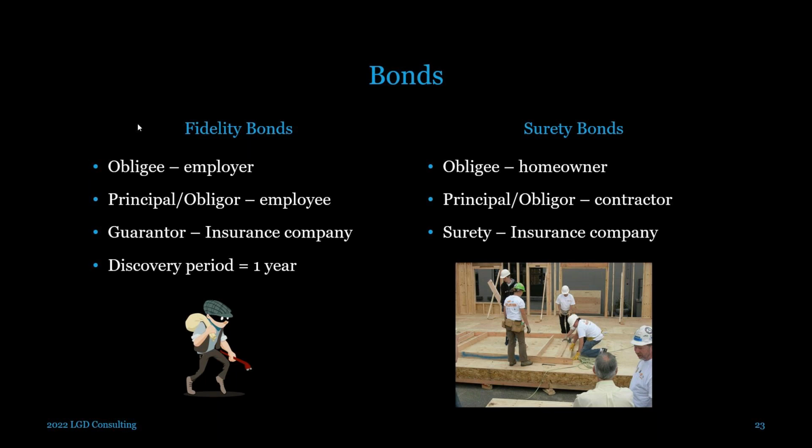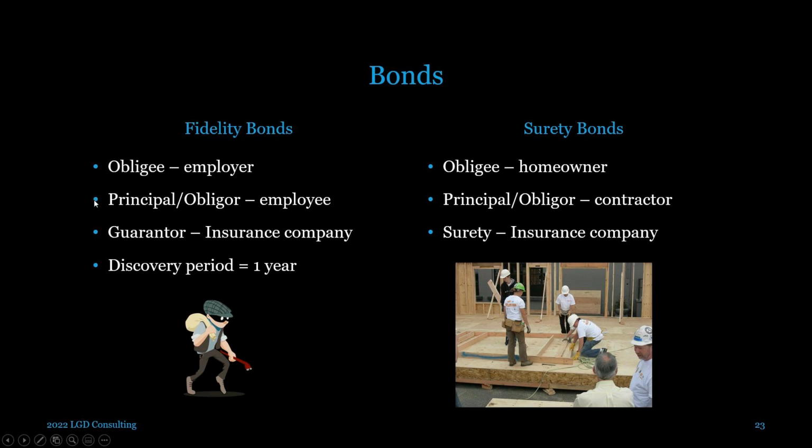So what we can do is why don't we set you up with a fidelity bond? So you're the obligee, right? And anytime on a bond, the obligee is the one being protected by the bond. So you're buying a bond to protect yourself in case your employee steals from you. So you're buying a bond from the insurance company called the guarantor. So you're going to pay premium to the insurance company.